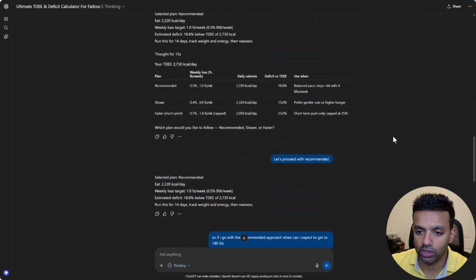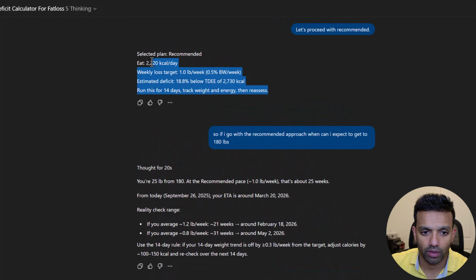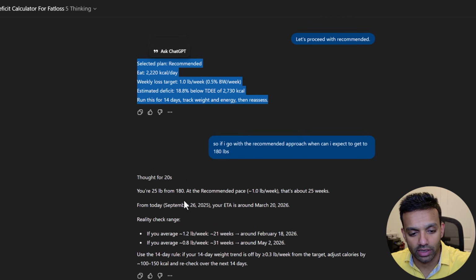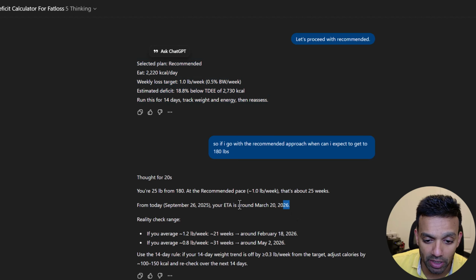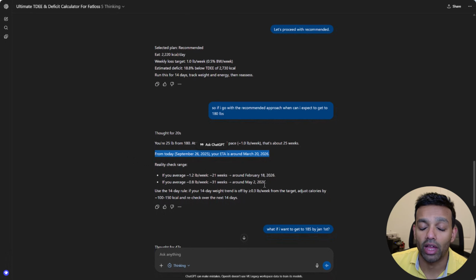Okay. So I went ahead with recommended, and really all I did was just summarize that information. Okay, so eat 2,220 calories, weekly loss target about 1 pound per week. Now I can even ask it, if I were to go with the recommended approach, when can I expect to get to my goal of 180 pounds? And it tells me that I can expect to get there around March 20th, 2026. So yeah, pretty powerful stuff.